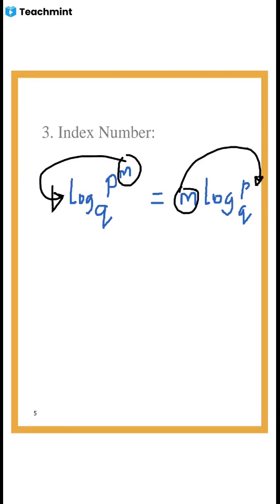So don't forget, the law is not just one direction. It can go forward, it can also go backward, depending on how it is useful to us at the moment. So don't forget, this is the index number law, when you are finding the logarithm of an index number.